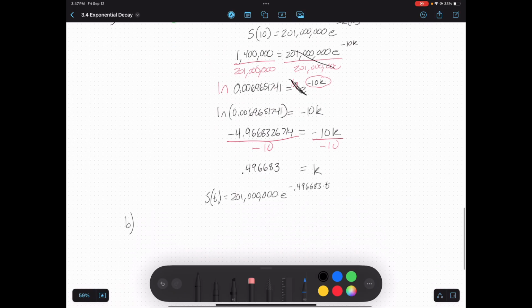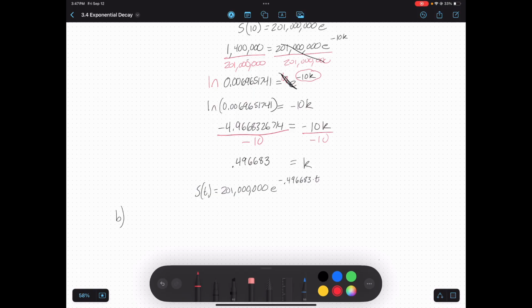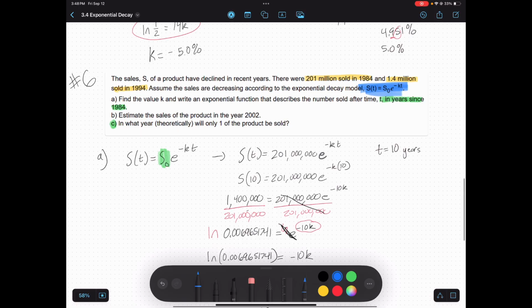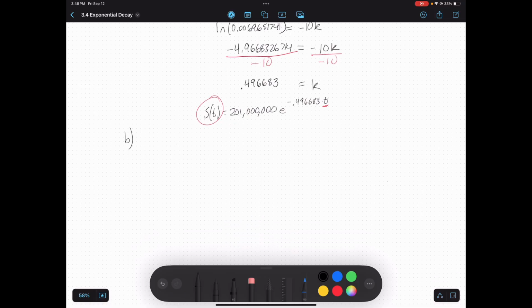Part B says to estimate the sales of the product in the year 2002. That means I'm solving for my sales. So I'm solving for S. That's what I'm trying to figure out. And I'm given a value of T. I'm given 2002 as the year that I'm looking at. Okay, well, if I'm looking at 2002, what's my T value? How many years is that since 1984? Well, you can use subtraction, but you get 18 years. So that tells me what to plug in for T. Part B, you're just plugging 18 in for T.